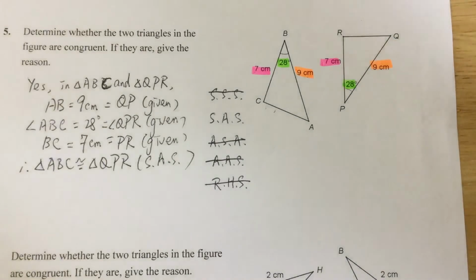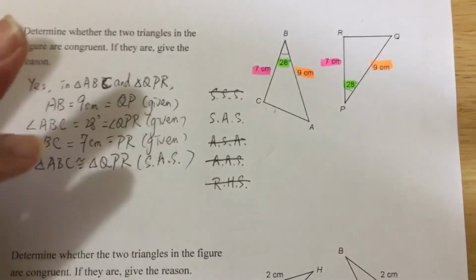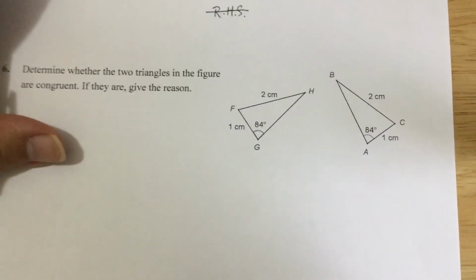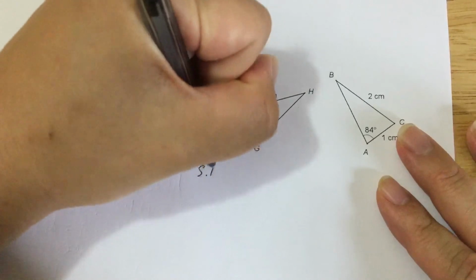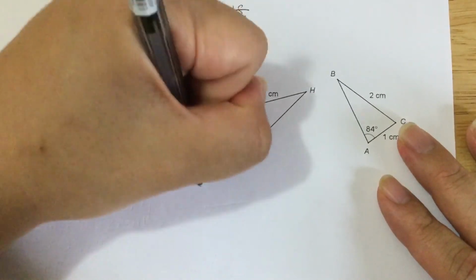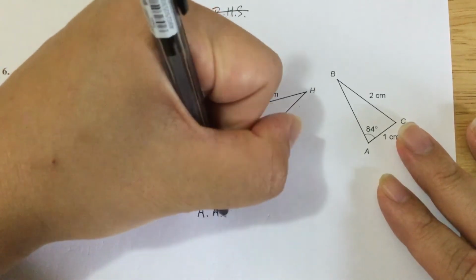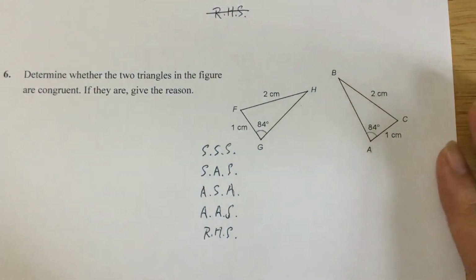Okay, now we will go to the last question, that is question 6. Make sure that you know well the first 5 questions. Question 6. Okay, let us write down SSS, SAS, ASA, AAS, and finally RHS.